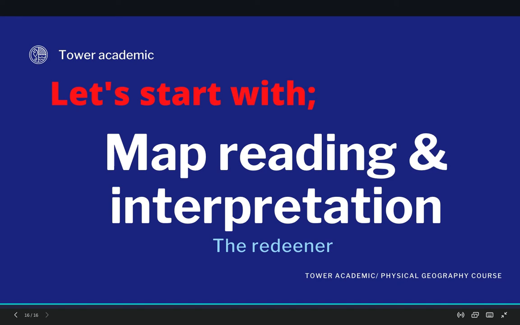As of now, I just wanted to take you through what we're going to handle, and we are going to start with map work. Then after map work, we shall get started with the photographic interpretation. Once we are done with that, then at least we shall be sure that we're already a step ahead.